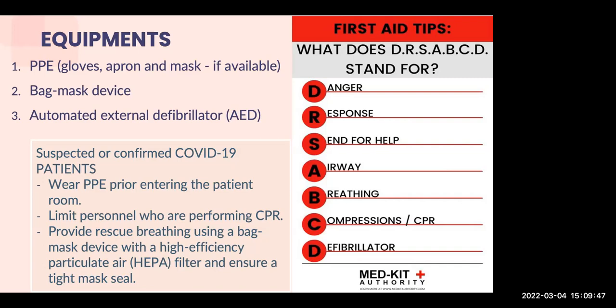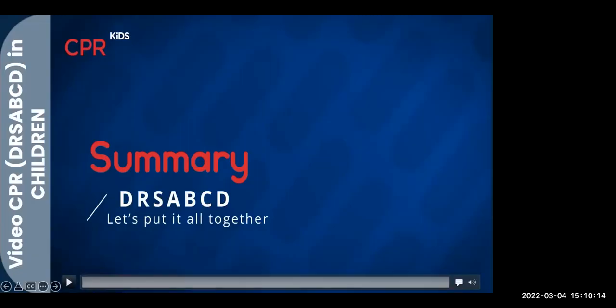So the steps in performing CPR, we have a mnemonic of DR's ABCD. That is danger, response, send for help, and then assess the airway, assess the breathing, do the compression, the CPR itself, and wait for the defibrillator. The further explanation I will provide in the video. This is the video of the summary of DR's ABCD, CPR in children.